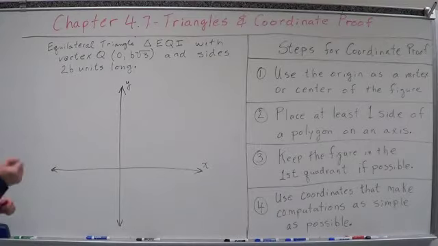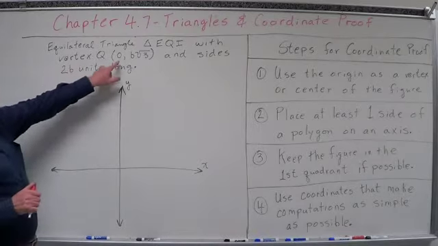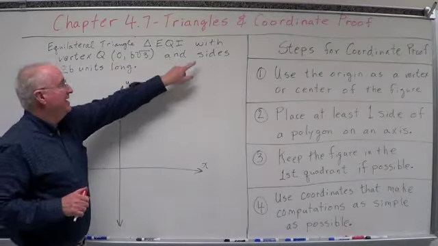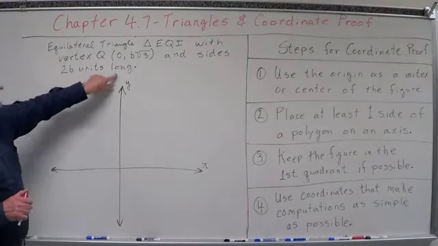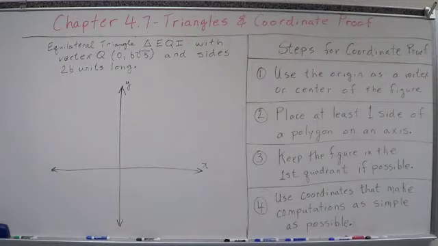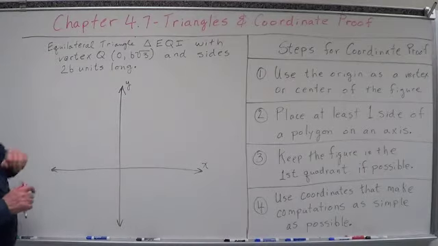All right, so let's look at this. On this one we have an equilateral triangle, triangle EQI, with vertex Q, and it's there, and sides 2b units long. So let's put Q where it needs to be. Q's X is 0. So where does that put it? That puts that on the y-axis, doesn't it?